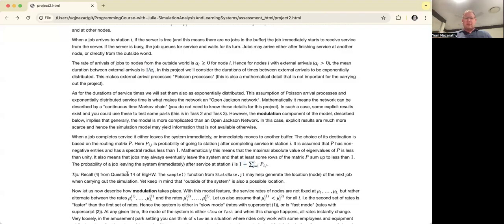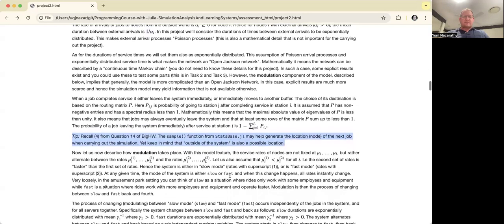Okay, you can return to question 14 in the big homework where you use a sample function from stats base to see where you're going. But the point is you think of it as you finished a ride in an amusement park, you just got out, you just received service, you being a customer or a job in this case. Where do you go? Well, there's this matrix P, and you just choose where to go randomly according to that matrix. Perhaps behavior in an amusement park is kind of like that.